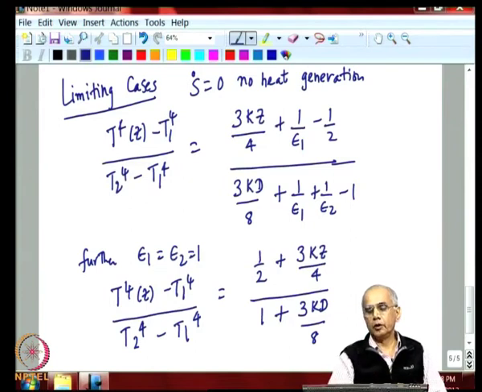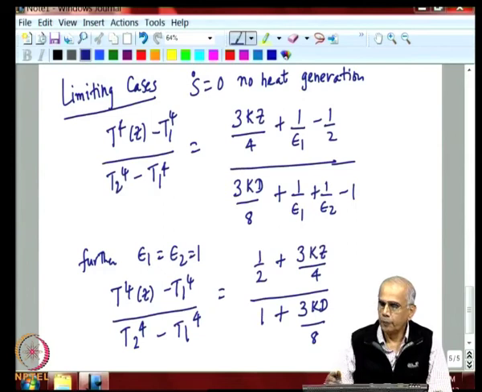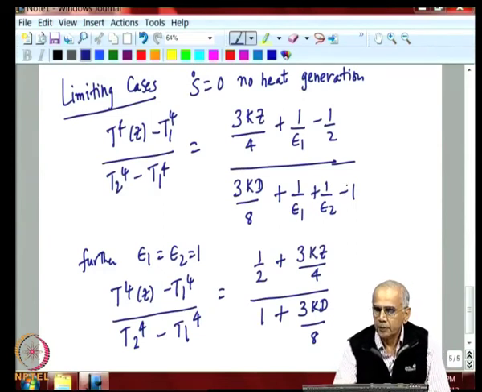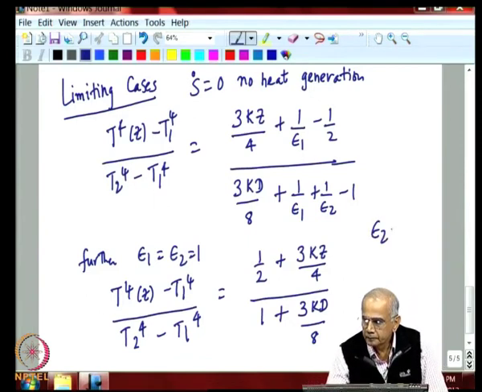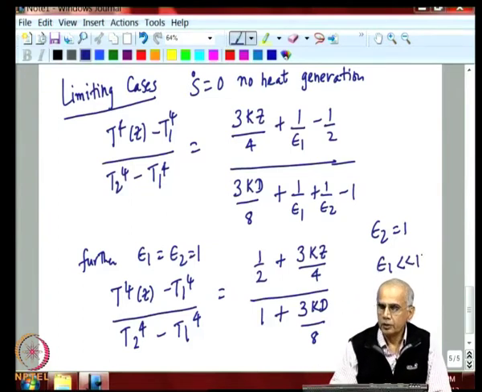Let us now look at an interesting case where the top wall is black, but the bottom wall is highly reflective. Okay. So, if you look at the case where the top wall is black, this term will drop out, and the bottom wall is highly reflective, this term will dominate, and so this term will dominate here. So, indeed epsilon 2 equal to 1, and epsilon 1 is much less than 1, a highly reflective bottom wall.